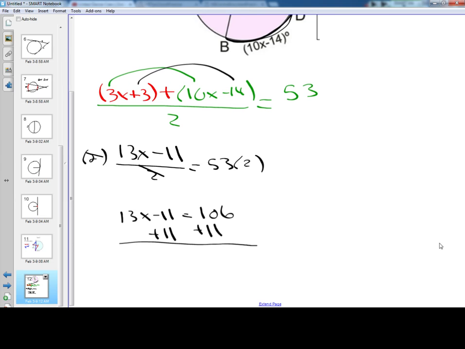Addition property of equality. Wait, were you supposed to multiply the 13x and the...? Oh no. Or no? No, because it cancels, doesn't it? This quantity times that quantity, it'll cancel out.